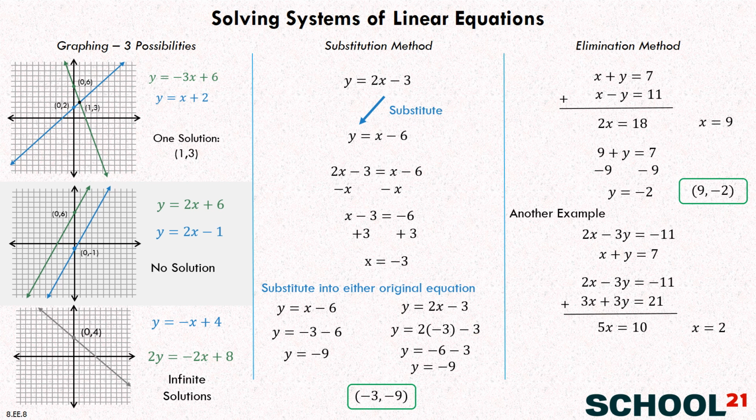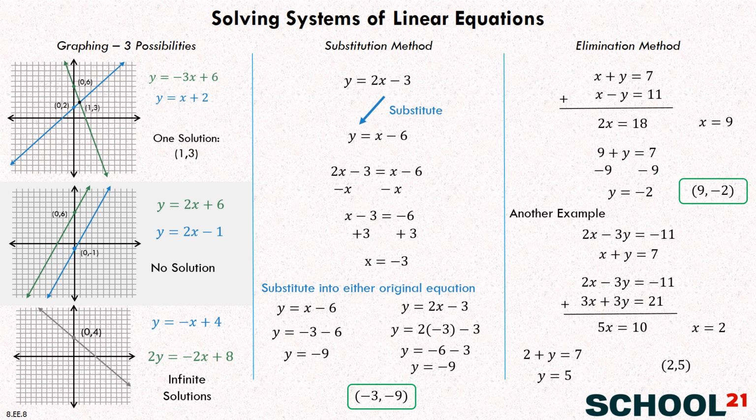Now we can substitute back into either equation. We'll use that easiest equation, x plus y equals 7, and we'll do 2 plus y equals 7. So what does y equal? 5, because we subtract 2 from both sides. And so what is our solution to this system of linear equations? 2, 5.